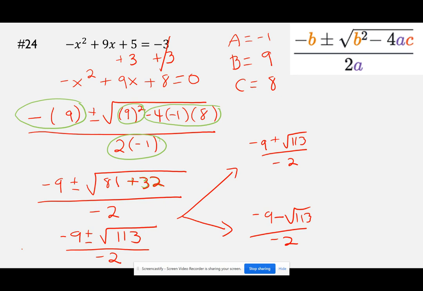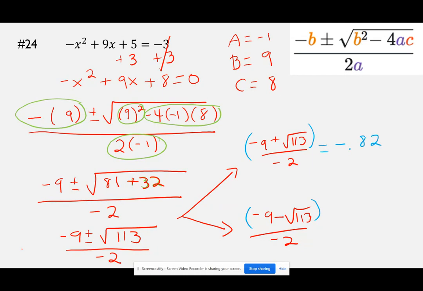So I can type this in my calculator. If you're typing it in, I recommend putting parentheses around your top. The reason is that way it will do the numerator first, and then it will take that answer and divide it by -2. If you don't, it'll take the square root of 113 and divide that by -2 and then add -9 to it, which will give you the incorrect answer. So for both of these, I recommend putting the numerator in parentheses if you're going to leave it like a radical.